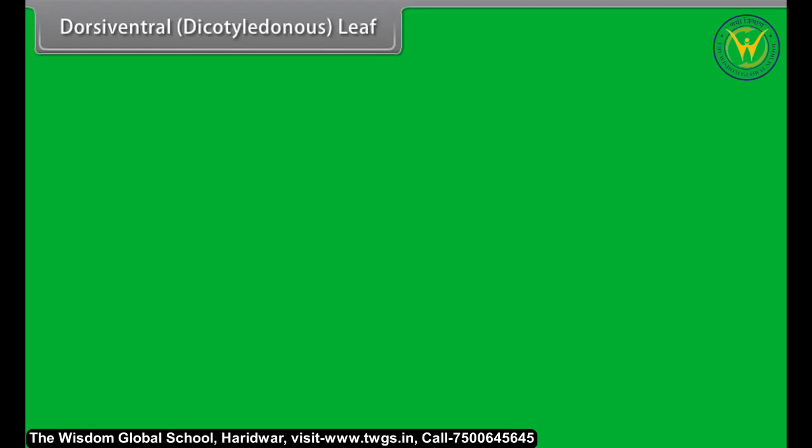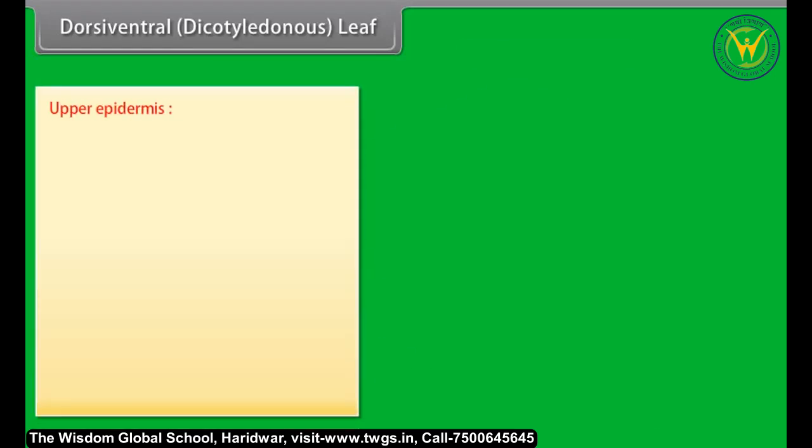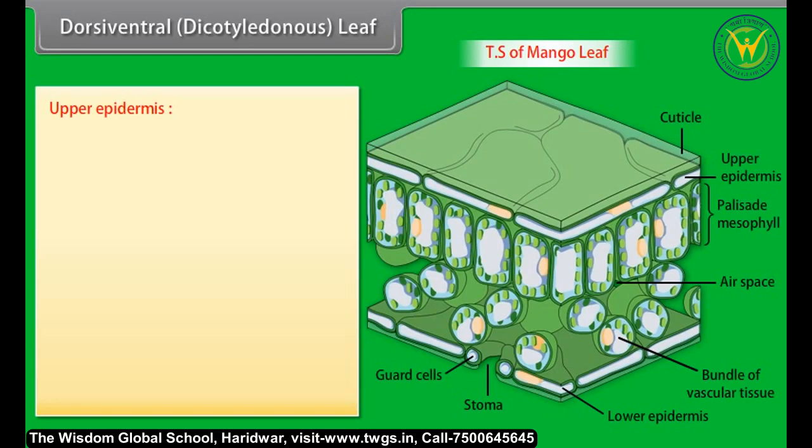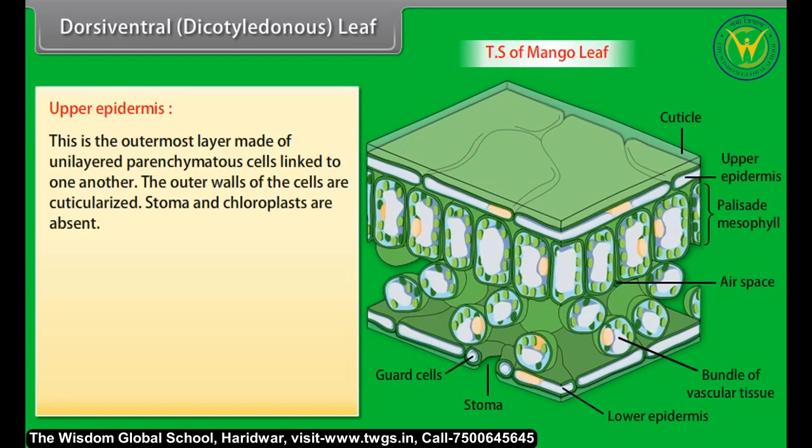Dorsiventral dicotyledonous leaf. Upper epidermis. This is the outermost layer made up of unilayered parenchymatous cells linked to one another. The outer walls of the cells are cuticularized. Stomata and chloroplasts are absent.